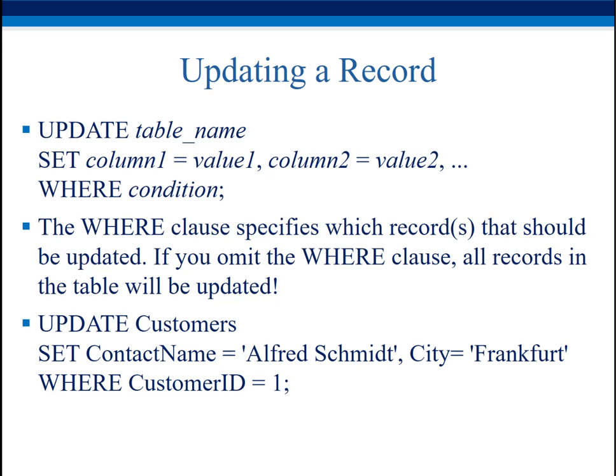So what you're doing, let's just say that we're setting an age. We realize he's 21, but it's in there as 20. So you're going to put set age equals 21. And then you can put a condition in there. If you don't put the condition in there, well, you're going to set everybody's to the same one. So the where clause specifies which record or records should be updated.